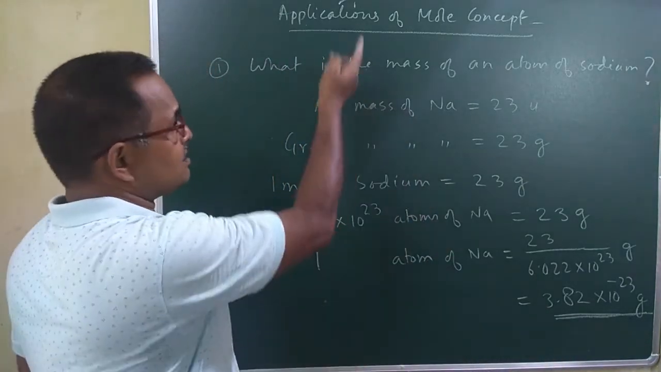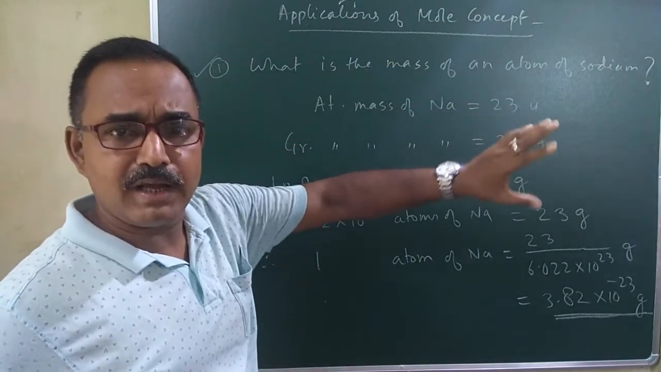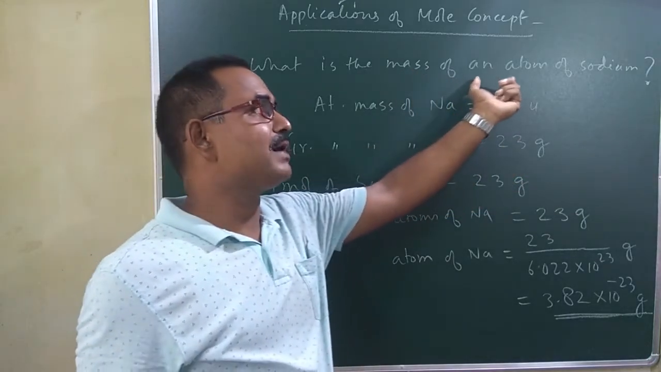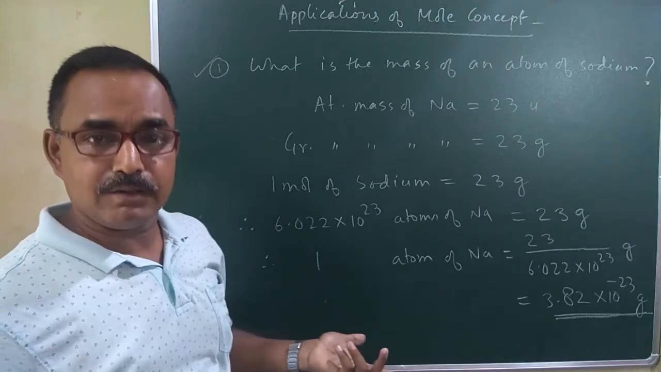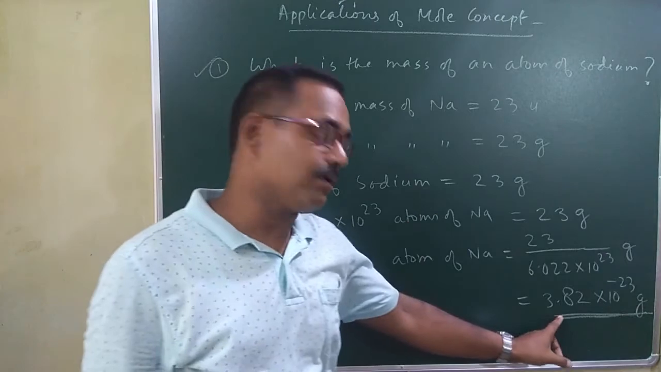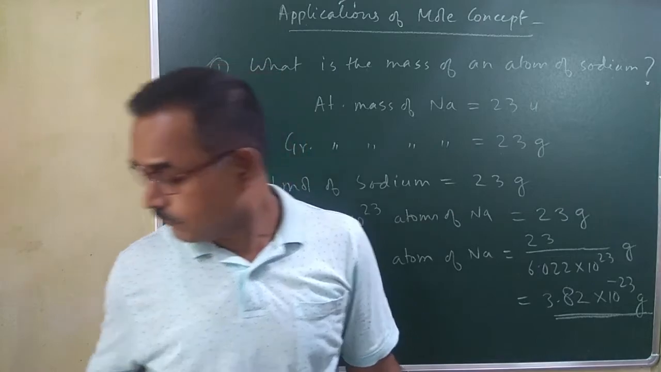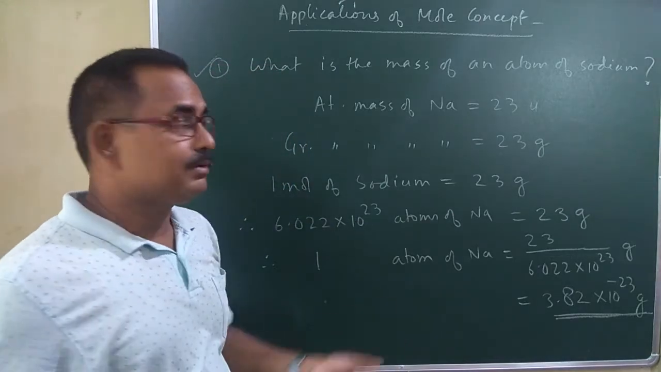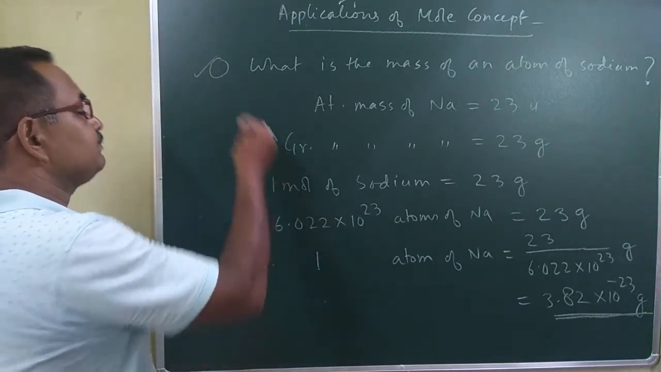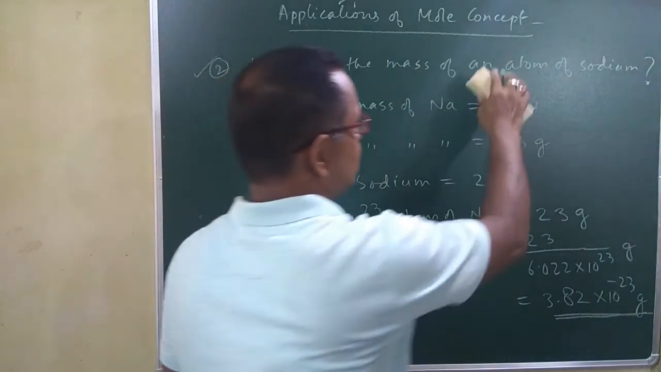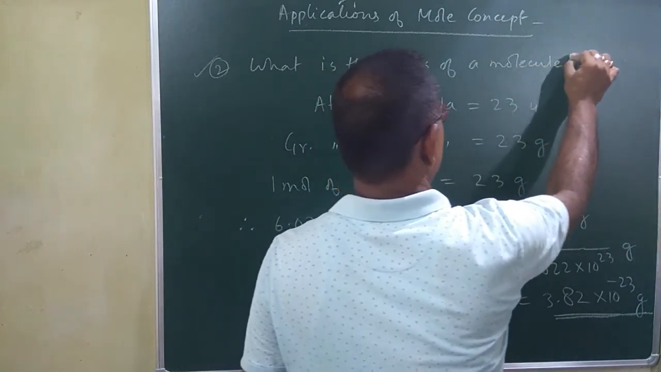So mole concept can be used to calculate the mass of one atom of any element. If you know the absolute mass of one atom, you can find out the mass of 100 atoms, or 10 atoms. So by knowing mass of one atom, we can calculate mass of a given number of atoms of an element. In a similar manner, we can find out the mass of a molecule of a substance. Consider another example. So what is the mass of a molecule of H2?